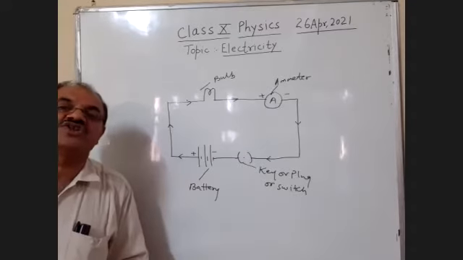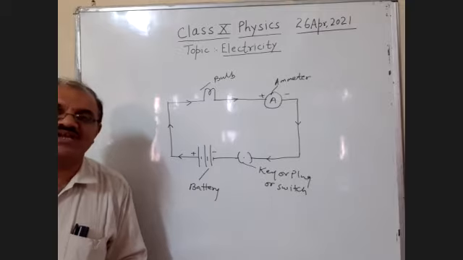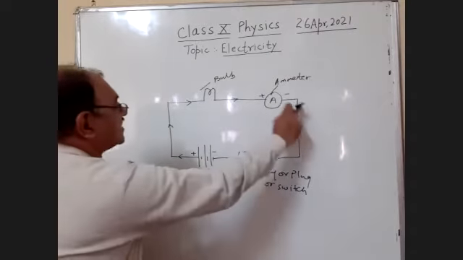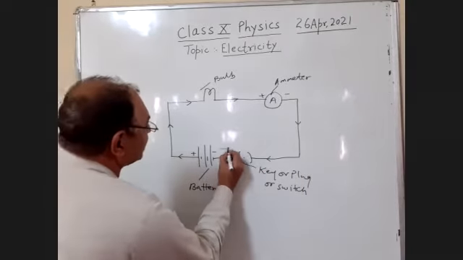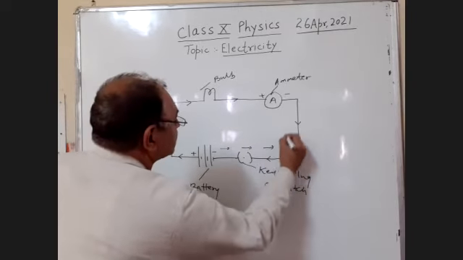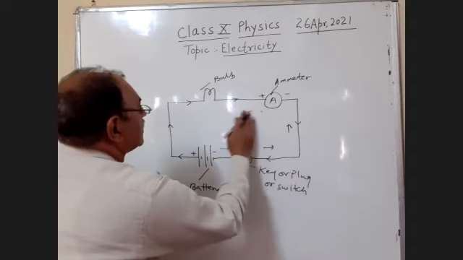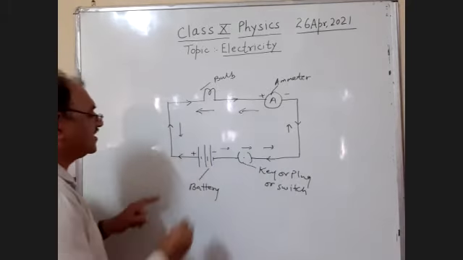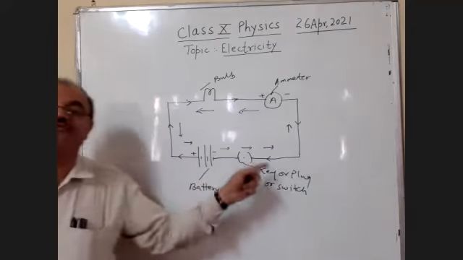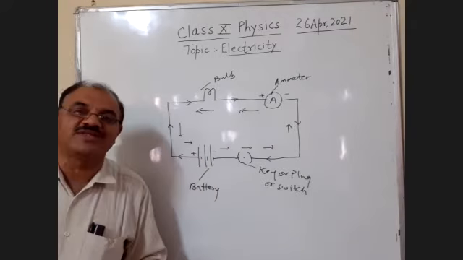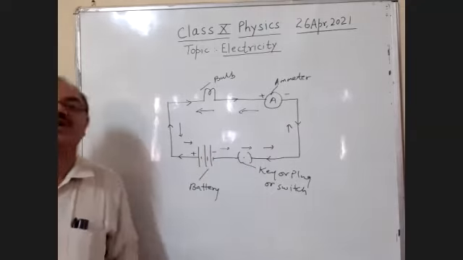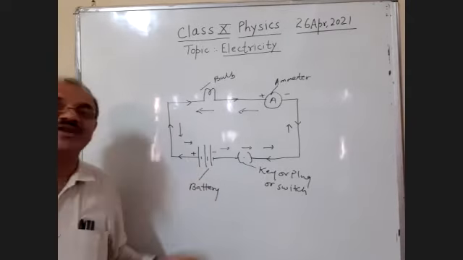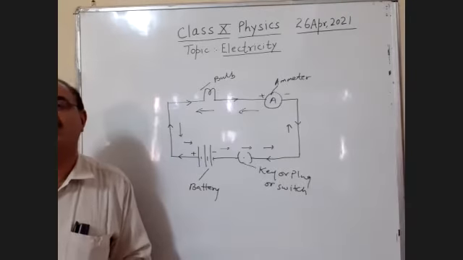Now students, the current which is flowing from the positive terminal to the negative terminal is known as the conventional current. Outside the circuit I have shown the directions, but inside the circuit also the current flows. This is called the electronic current, the current which flows from the negative to the positive terminal inside the circuit. And the current which flows from the positive terminal to the negative terminal outside the circuit is called the conventional current.